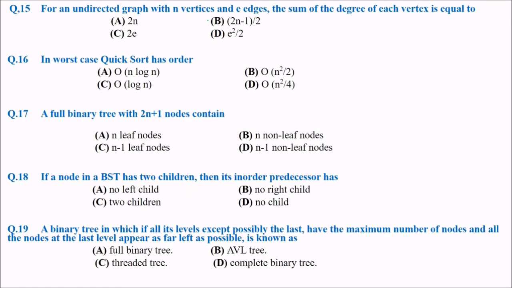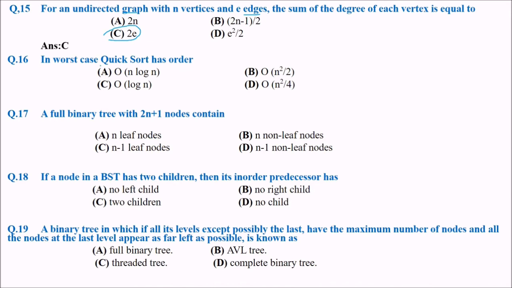Next is for an undirected graph. Now we are talking about an undirected graph with n vertices and e edges. The sum of the degree of each vertex is equal to... Now you need to know about the graph to answer this. The answer would be 2e. This is the sum of the degree of each vertex: 2e, 2 into number of edges.